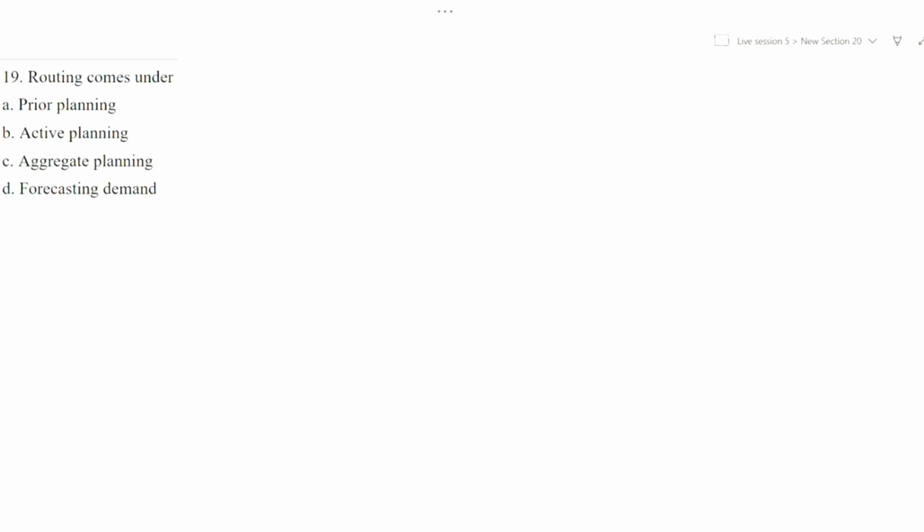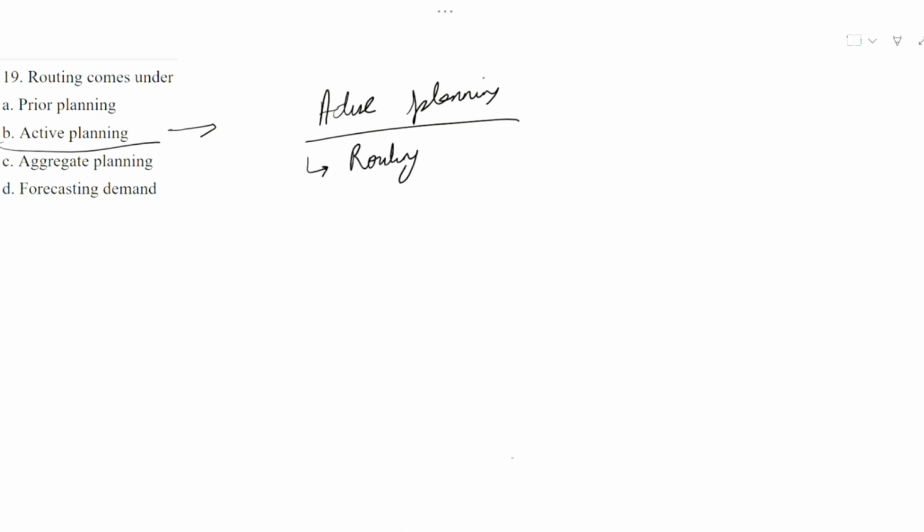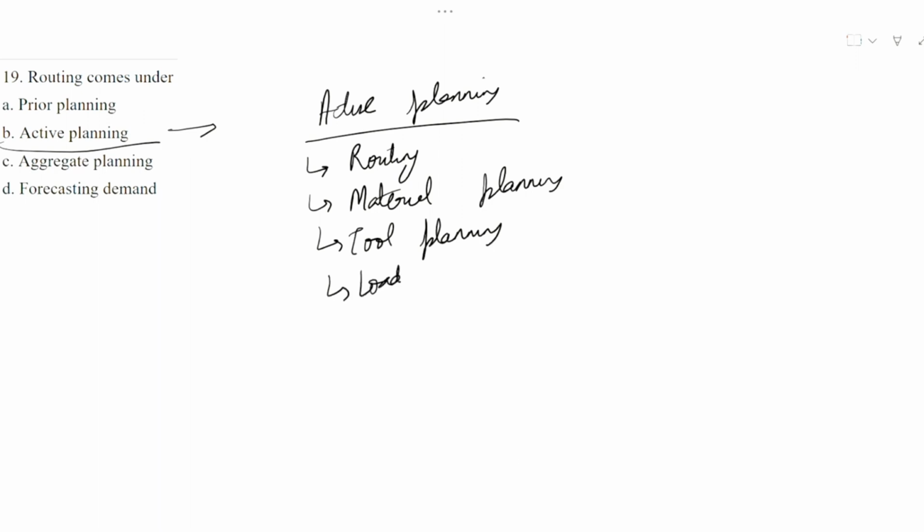Now next one, routing comes under, well, we know this. Again, the routing comes under active planning. I already said active planning comprises of routing, material planning, tool planning, loading and scheduling. So out of this, routing comes under active planning.